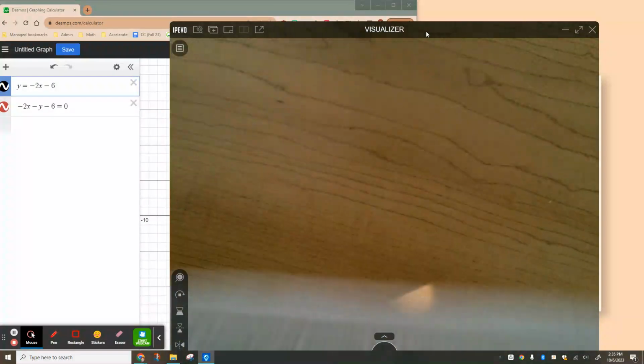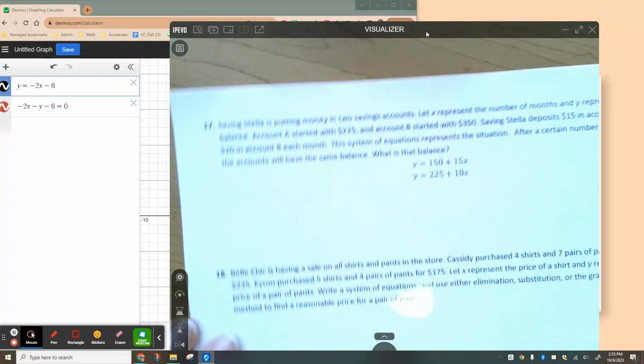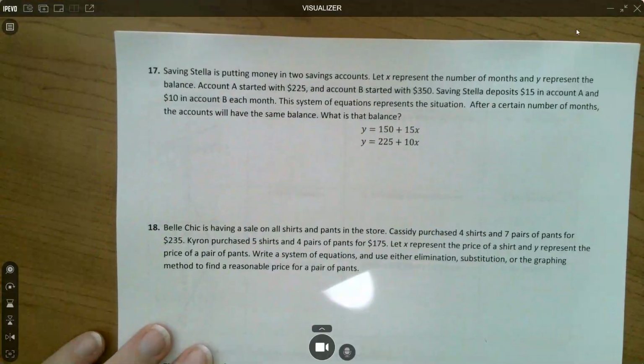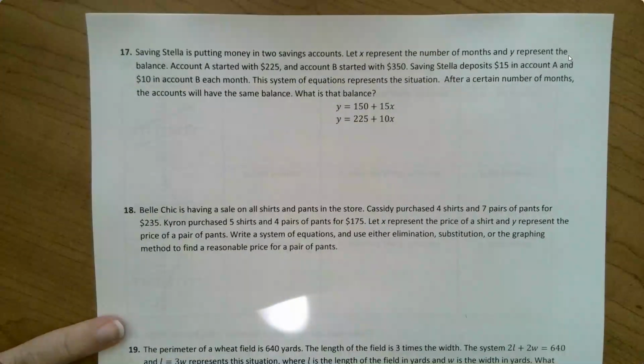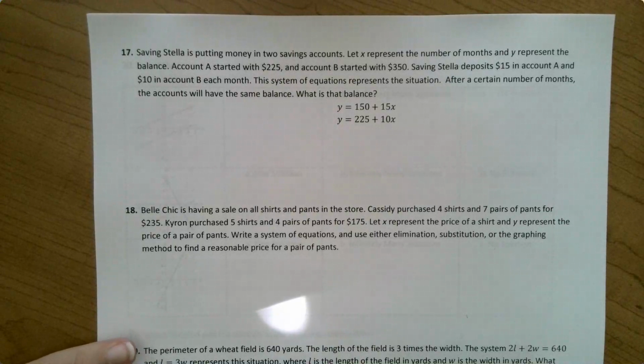And let's go on to 17. Again, using some Desmos. Desmos is going to make your life easy on this test. All right.